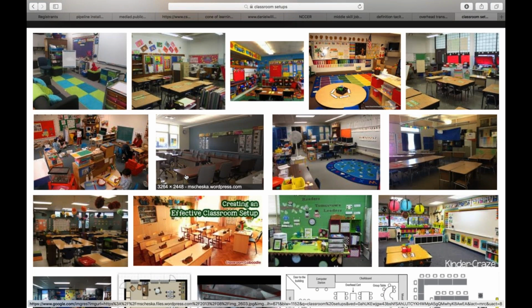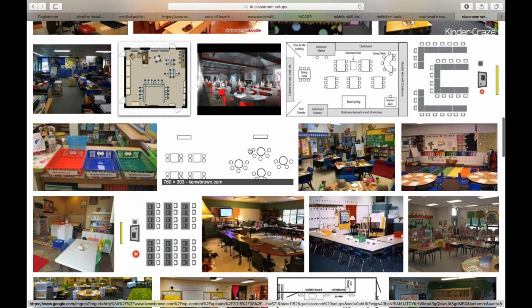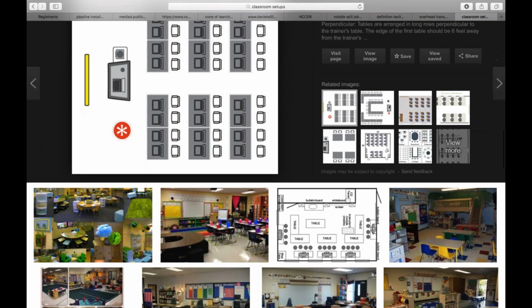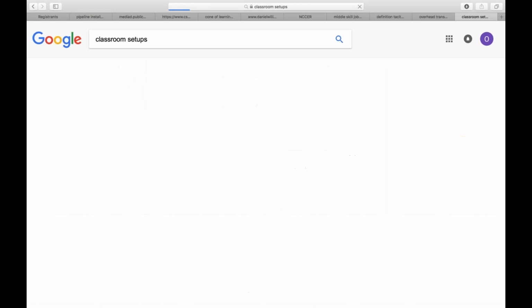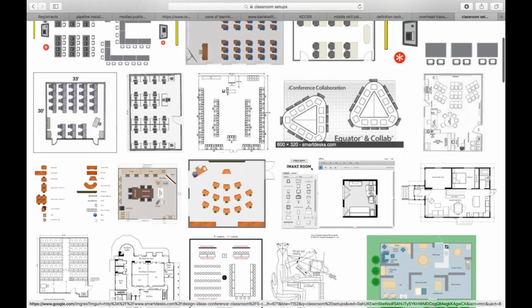Okay, so consider your seating setups, right? It could be something like that. It could be regular seating, something like this, like desk or theater style. Let's see. Okay, it could be this.